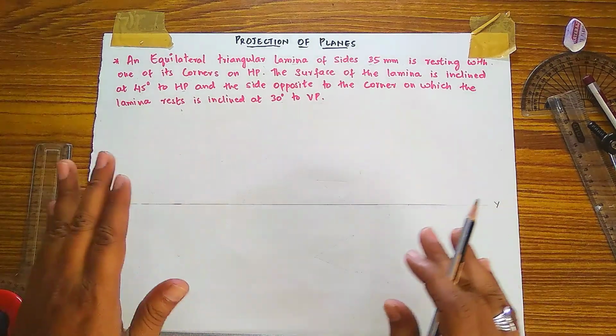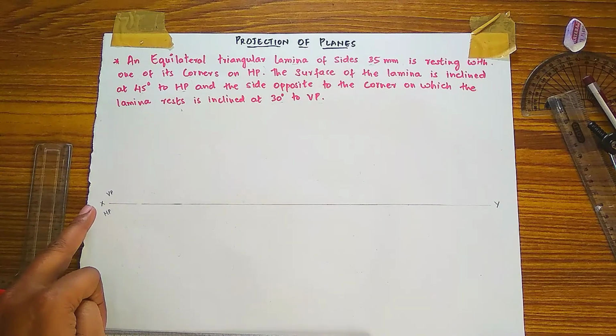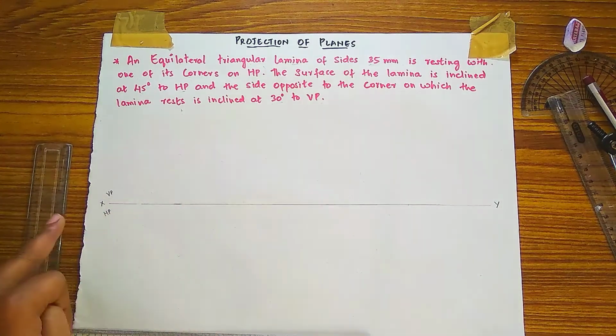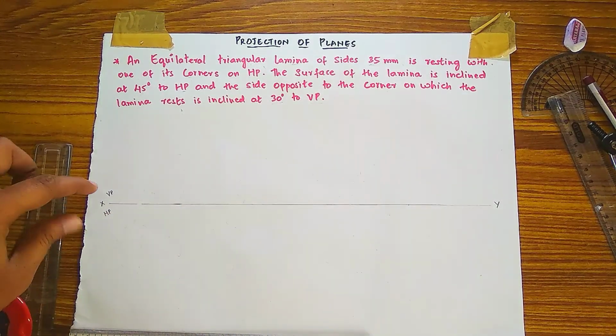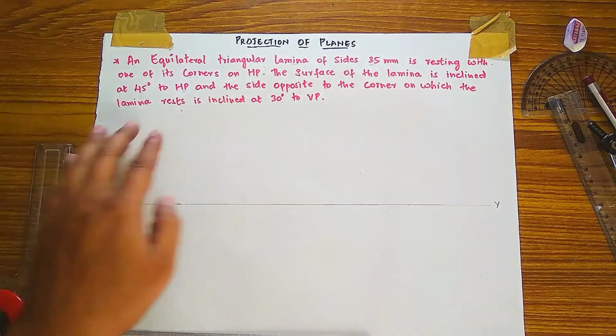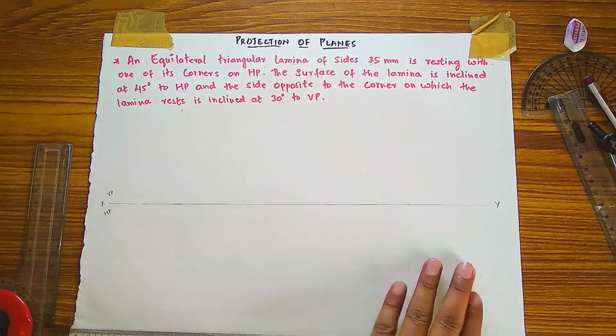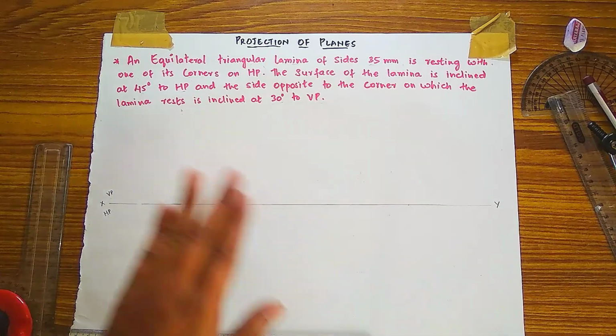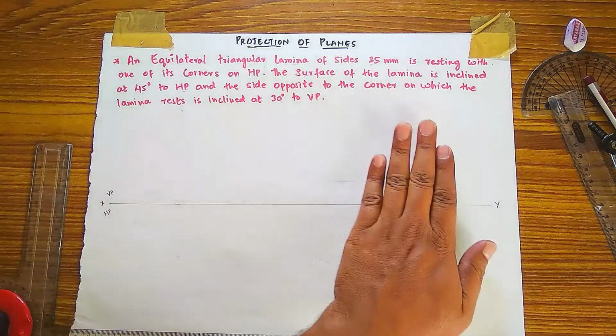So to draw this, you will have an XY line as I have done before. This is the vertical plane VP and this is the horizontal plane HP. You have to draw the three projections: 1, 2, 3.